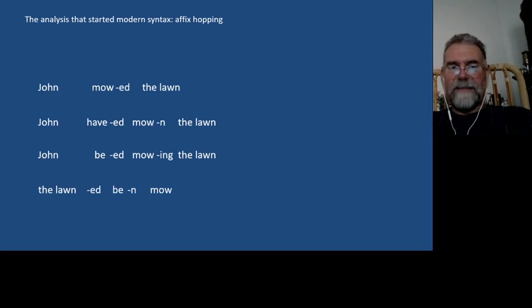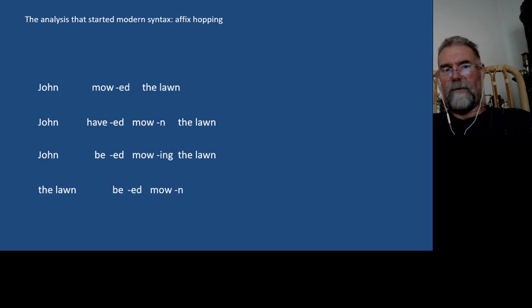And the same with the passive. Again, ignoring the other aspects of the passive to do with the arguments and the positions they find themselves in, we insert the auxiliary and the passive morpheme n in as one element following the tense, and then we affix hop the tense and the passive morpheme so that we end up with the lawn was mown.